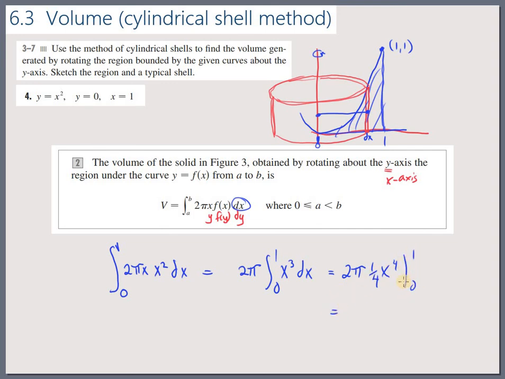Plugging in 0 is going to give us 0, but let's plug in 1. That'll be 2 pi over 4, so pi over 2. When you plug in 1 minus, and when you plug in 0, you just get 0 for the whole thing. So the volume of that entire shape as you rotate it around the y-axis is pi over 2. And we're done. We'll look at a slightly more complicated example in the next video.